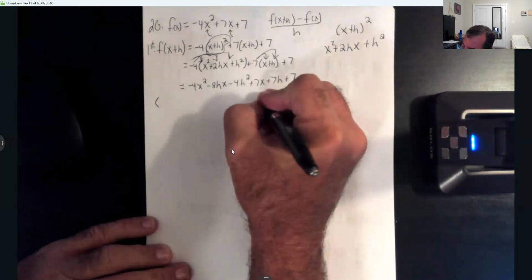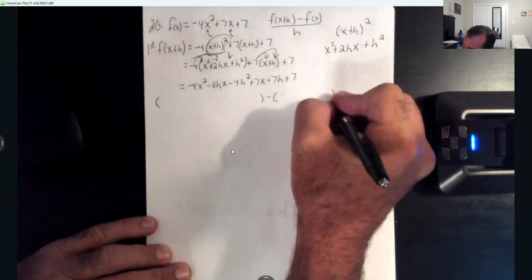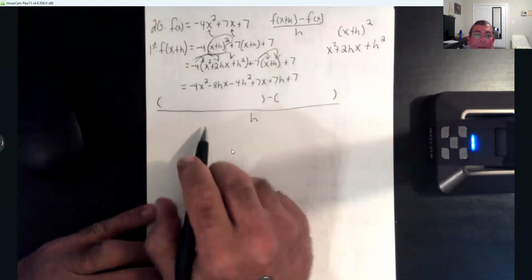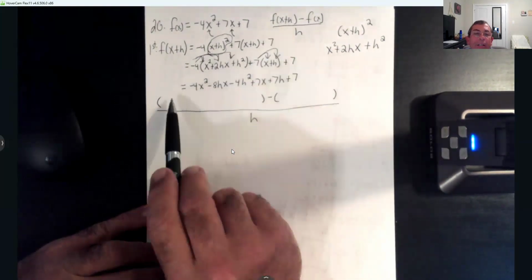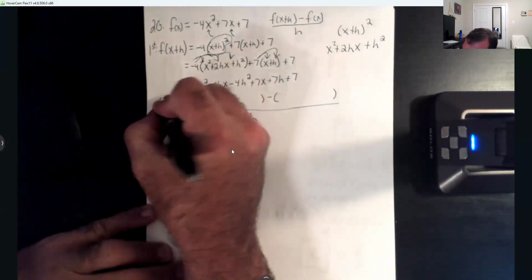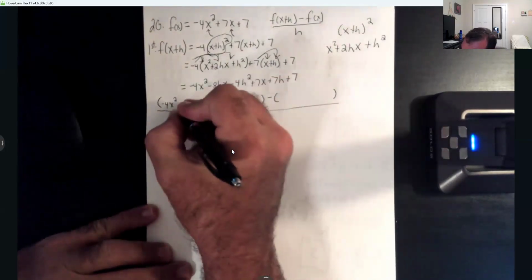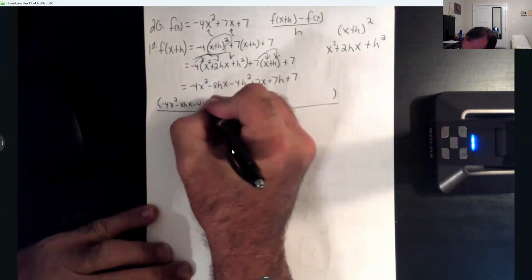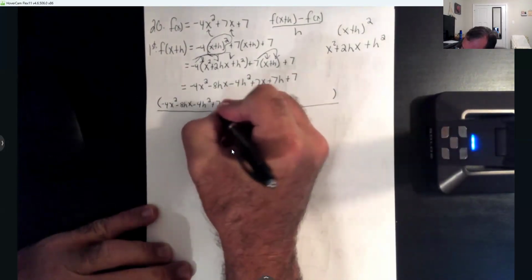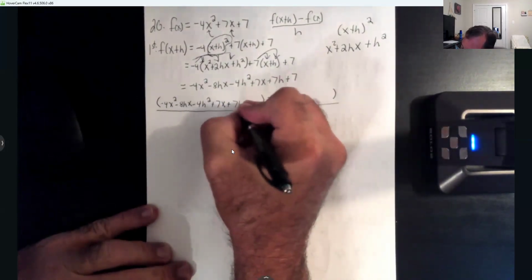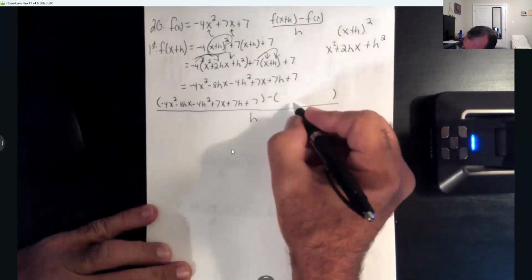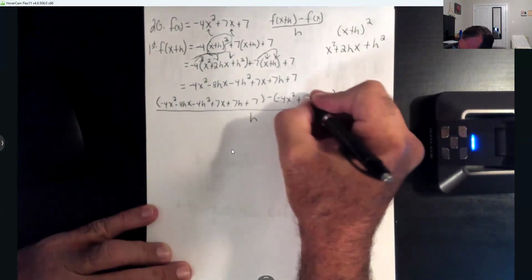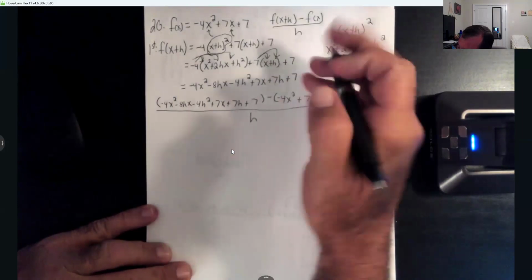So then I'm going to plug everything into the formula, and all of that is over my h. So f of x plus h is this: negative 4x squared minus 8hx minus 4h squared plus 7x plus 7h plus 7. F of x was negative 4x squared plus 7x plus 7.